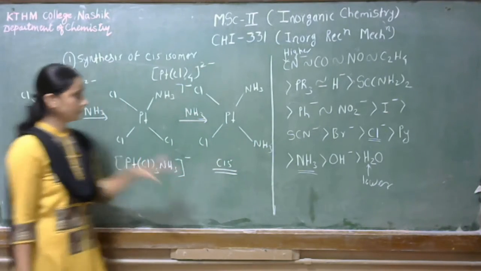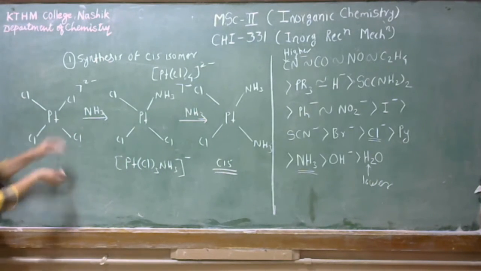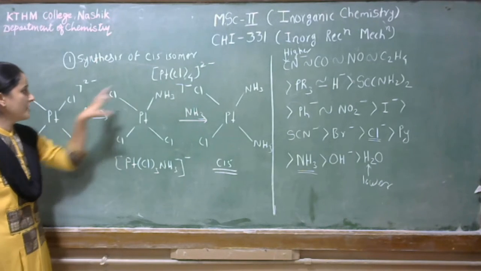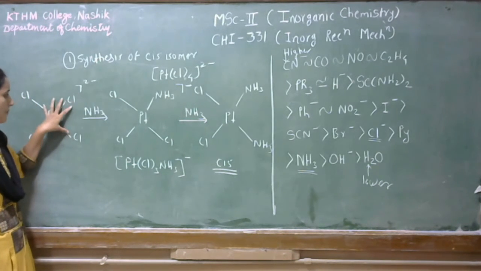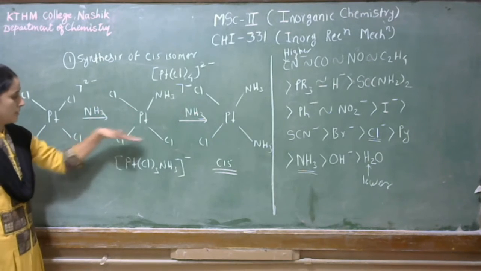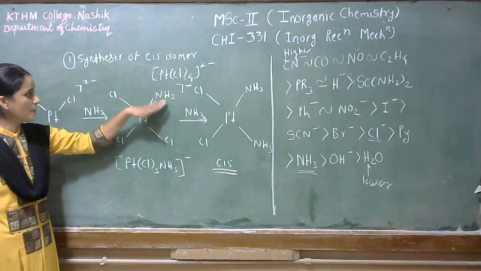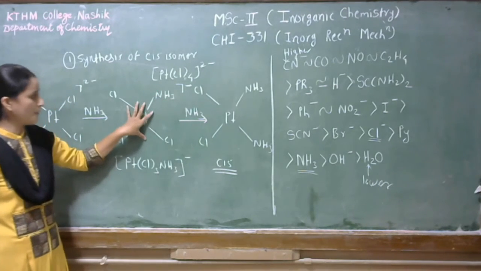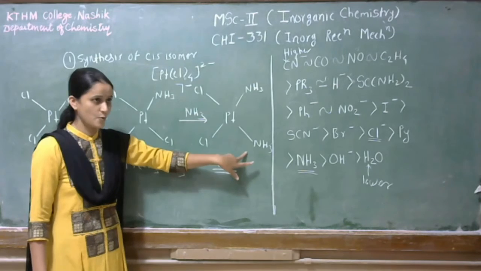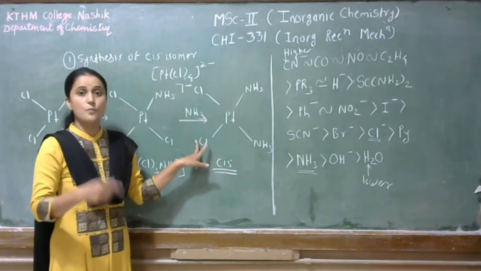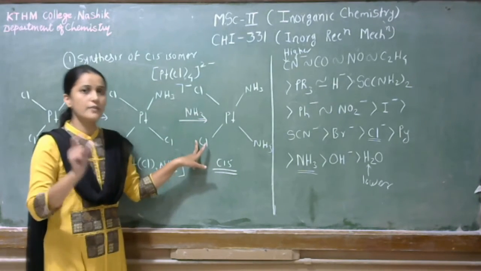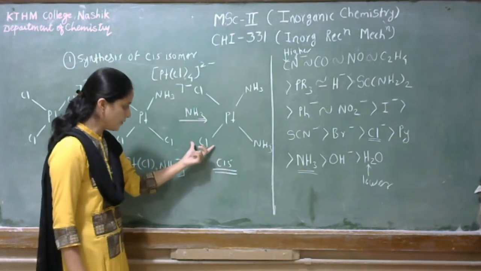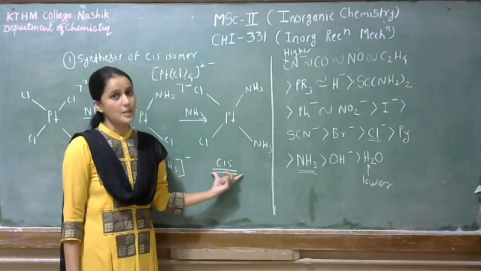Have you understood? What happened if this is the complex PtCl4 2 minus? If we treat NH3 with this complex, any chlorine gets replaced and instead of that chlorine NH3 is placed. When we again treat NH3 with this complex, we will get the cis isomer because Cl has more trans-directing effect, or we can say NH3 has less trans-directing effect as compared to Cl. So we get the cis isomer.